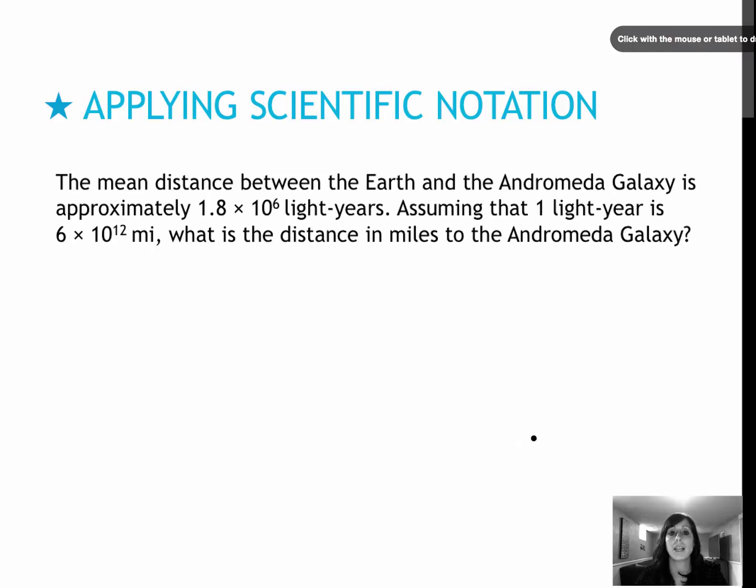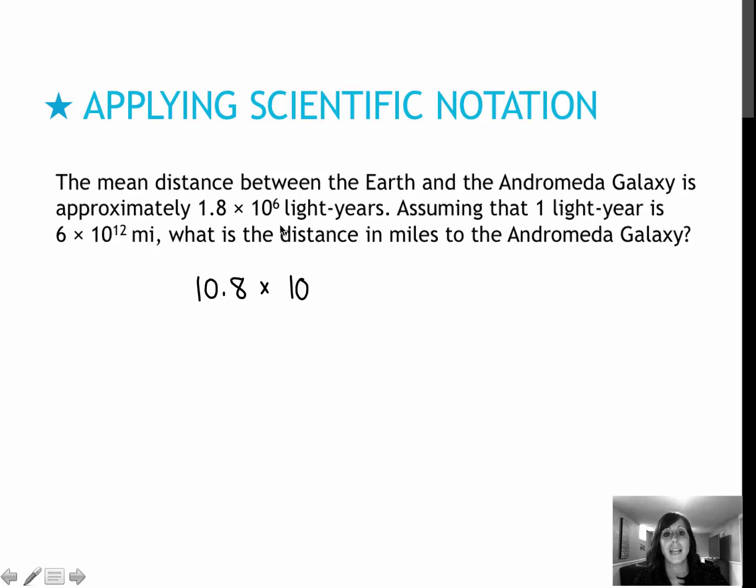So here, because I've got a value in light years and I know what each light year represents in miles, I'm going to multiply those values. So I'm essentially taking 1.8 times 6, which gives me 10.8. And then I'm going to add the exponents on the tens, so 6 plus 12 is 18.